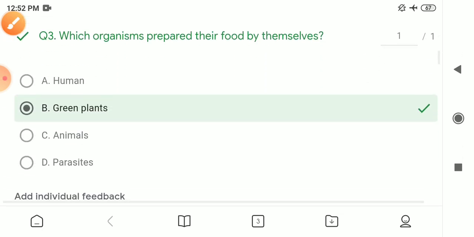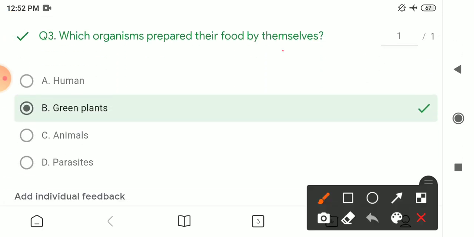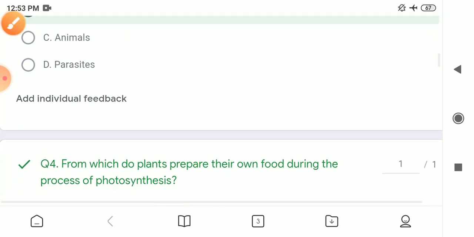Next is question number 3. Which organism prepares its food by itself? The options are human, green plants, animals and parasites. So here your answer is option B, that is green plants. Green plants prepare their food by themselves by the process of photosynthesis. The other organisms, that is humans, animals and parasites, depend on other organisms or another source of nutrition.